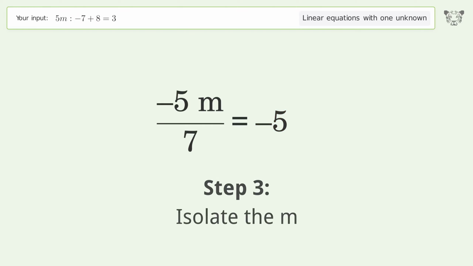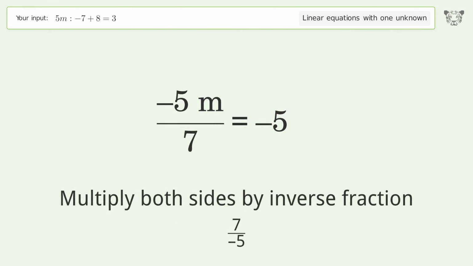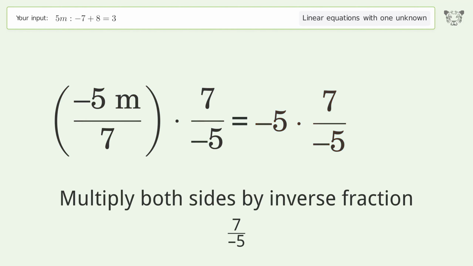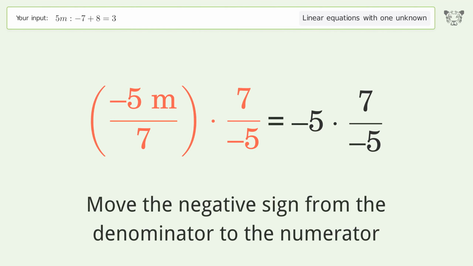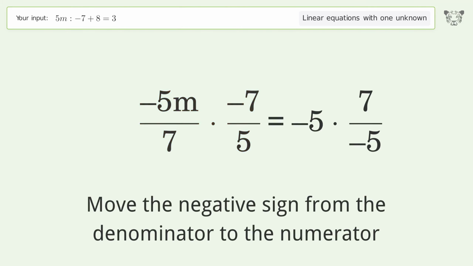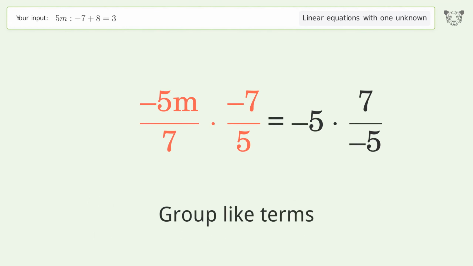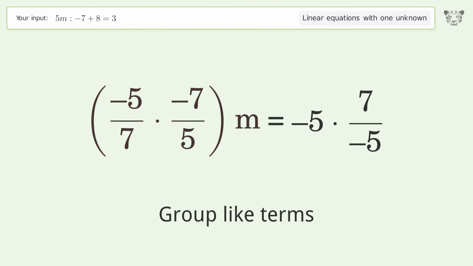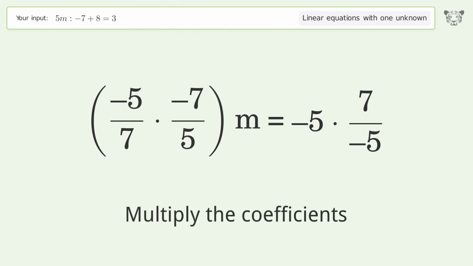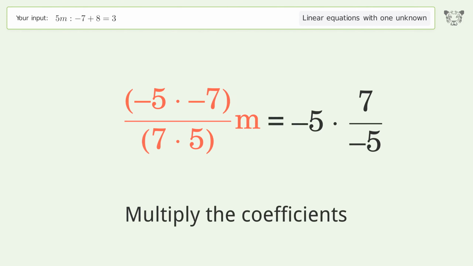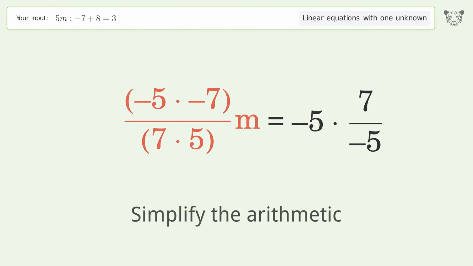Isolate the m. Multiply both sides by inverse fraction 7 over negative 5. Move the negative sign from the denominator to the numerator. Group like terms. Multiply the coefficients. Simplify the arithmetic.